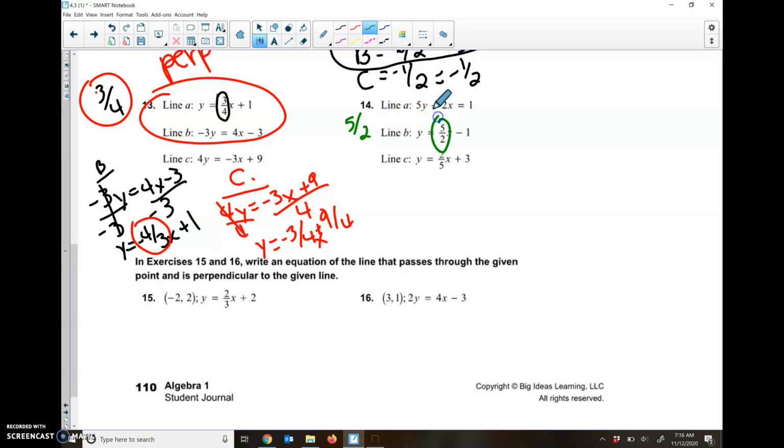Already tells us that there. Even C is nice for us. It's 2 over 5. Okay, so they're not the same. They're not opposite reciprocals. They're reciprocals, but they're not opposite. So we got to see if line A gives us something.